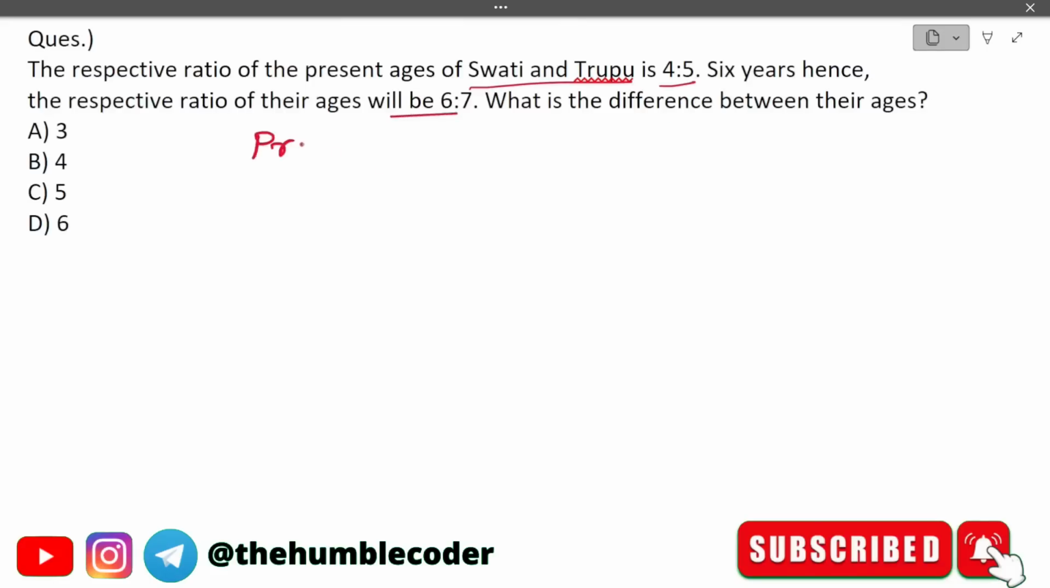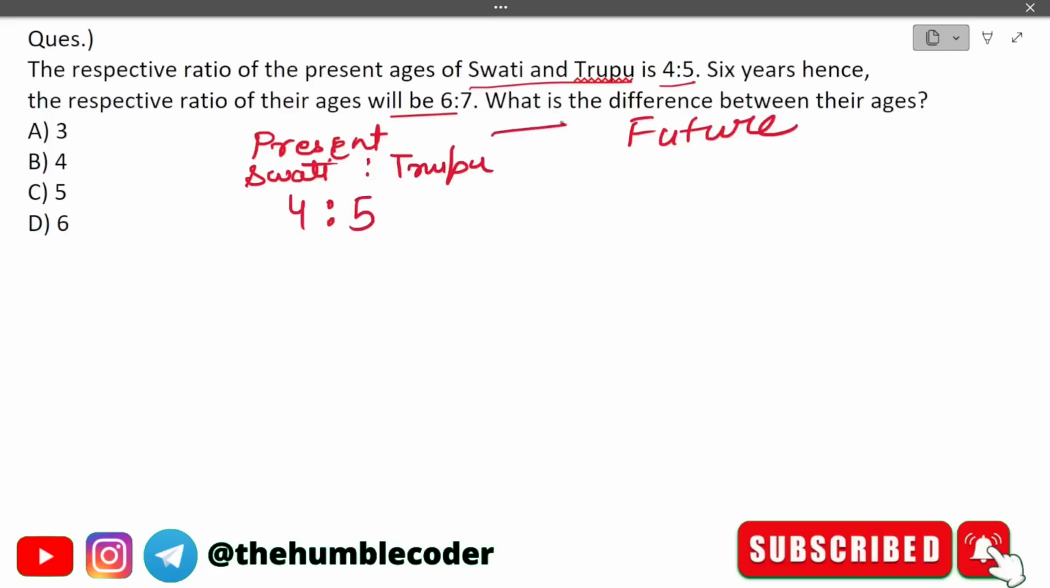So let's try to solve it in this way. The present ratio is given, and hence we need the future. The present ratio of Swati to Trupu is 4:5. After 6 years the ratio becomes 6:7. What is the difference between their ages? Again we need to formulate it in terms of an equation, and we need to solve it.